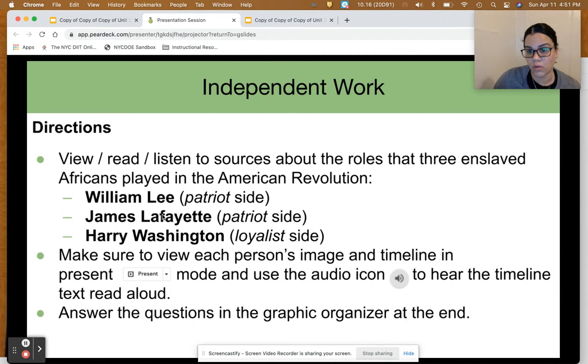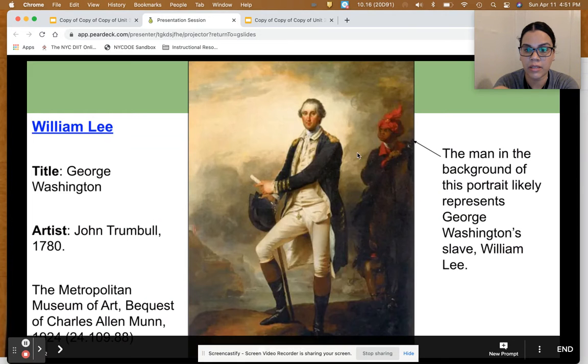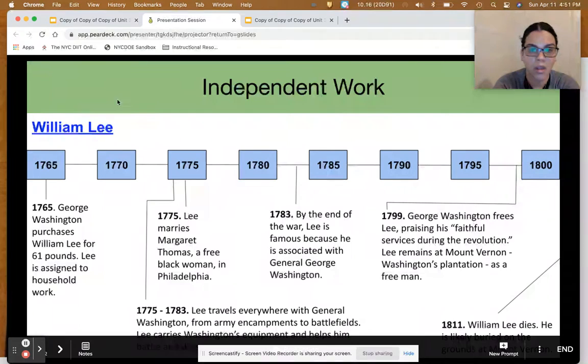They can listen to the audio versions of the timeline. That's also a scaffold that's included. Okay, so before each timeline, there is an image of the person we're going to be looking at. Here's William Lee. He was George Washington's slave. And this presentation is being done on Pear Deck, which is linked to Google Classroom and created using Google Slides.